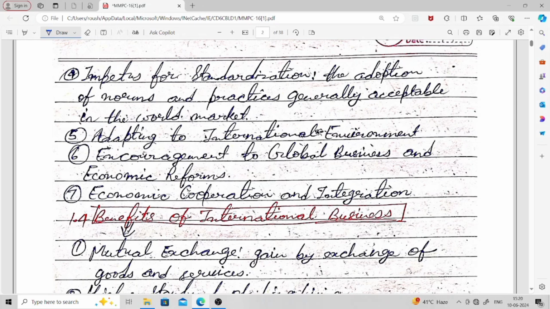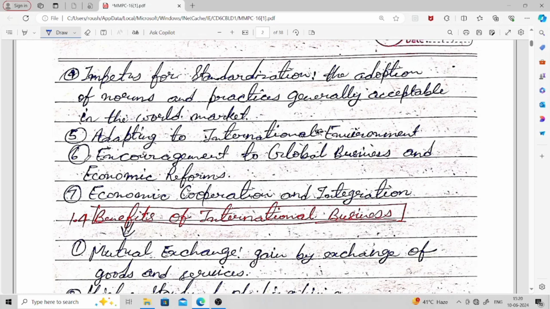Then the fifth one, as you can see, is adapting to international environment. It means if any company wants to do business in a foreign country, then that company will have to adapt to the international environment. How different factors affect that company, all those things should be considered.